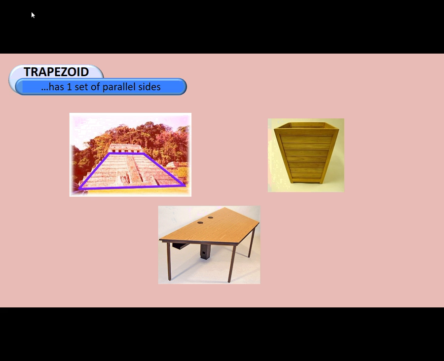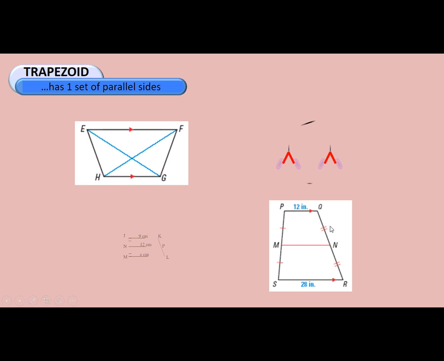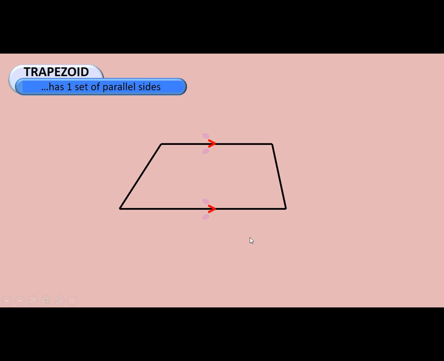Okay, the last shapes we're going to talk about are trapezoids and isosceles trapezoids. Remember, a trapezoid has one set of parallel sides, like these pictures you see up here. There are a couple of things to know about a trapezoid. It's a little bit of a weird shape. The problems might look something like these. Okay, but here's our trapezoid.